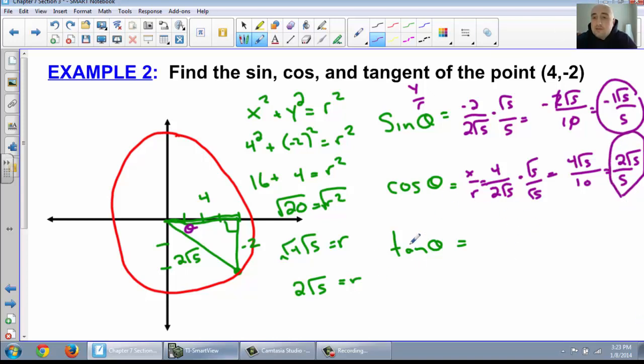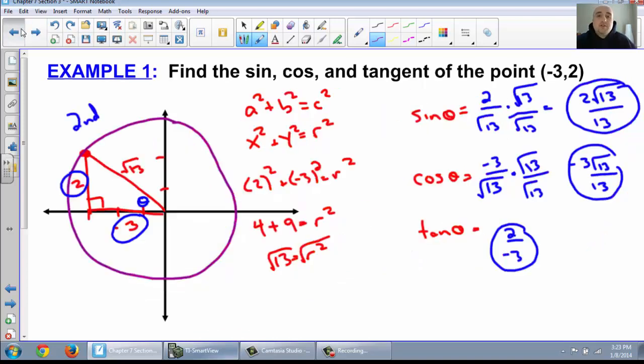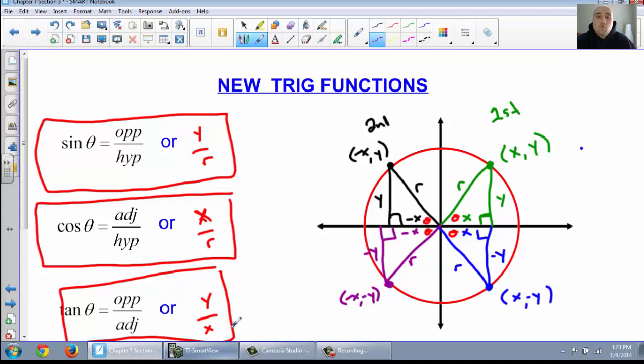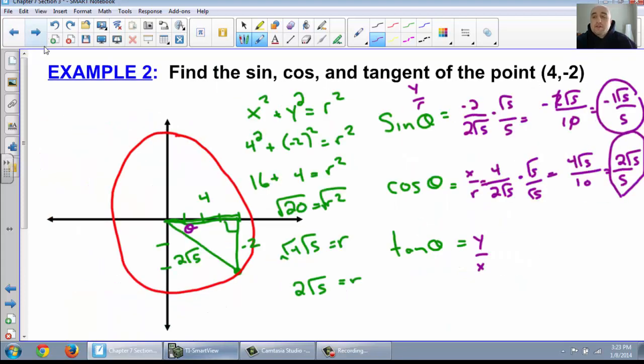And tangent is the easy one. It is y over x. Let's just make sure we're correct there. Tangent is y over x. So y value is negative 2, x is 4. So negative 2/4, hopefully easy, reduces to negative 1/2. All right, so there we go. It says tangent is y over x. Negative 2/4 equals negative 1/2. Okay, that would be a fourth quadrant example.